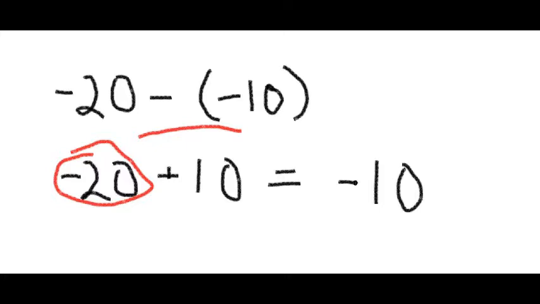And 1 minus 3, once again, you subtract them from each other and take the sign of the larger. Number 9. Number 9 is negative 48 divided by 6.